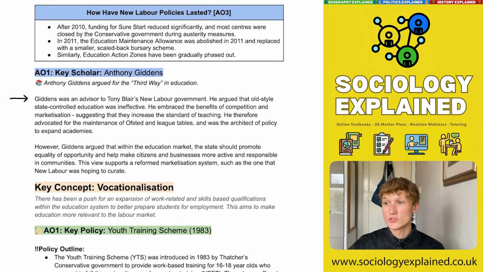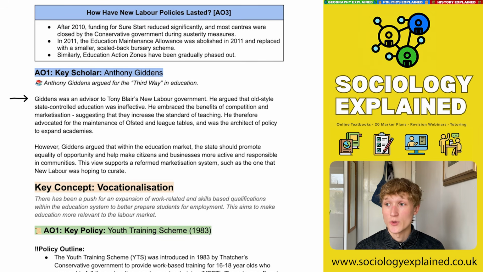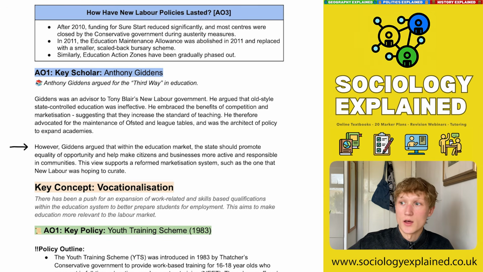So the key scholar behind these changes was Anthony Giddens, who wrote The Third Way and advocated for the third way in education. So he was a key advisor to Tony Blair and the New Labour government, and he argued that, in a marketisation style, he agreed that state control of education was ineffective, and he said that there was going to be a benefit to competition and to marketisation, and that it would increase standards of teaching. But he also argued that the state should do something to ensure that this is definitely promoting equality of opportunity in education and make businesses responsible to communities. So that's the thinking behind some of those policies there.